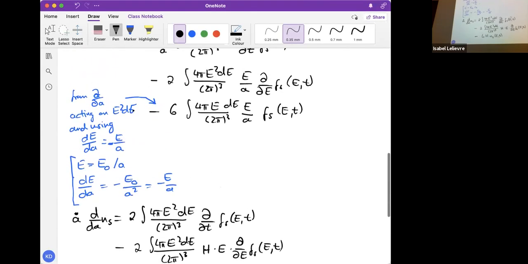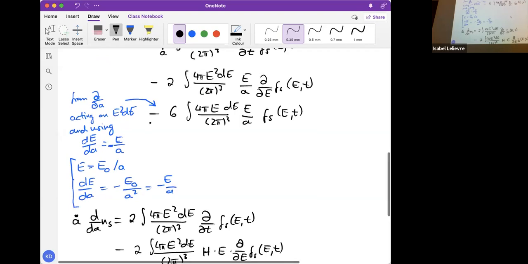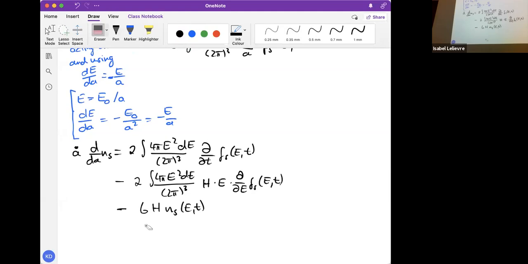No, I still have a 6 here. Yeah, because oh, you're right. Yes, you're right. Because I absorb a 2 into the definition of ns. Yeah, good point. Okay.